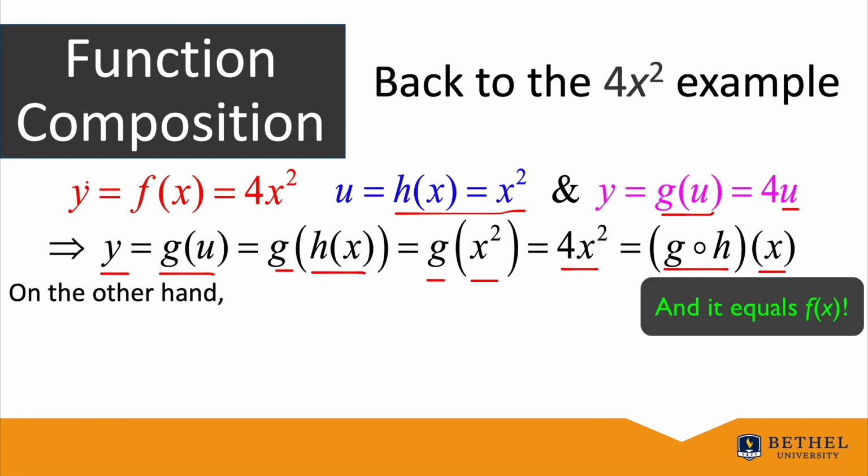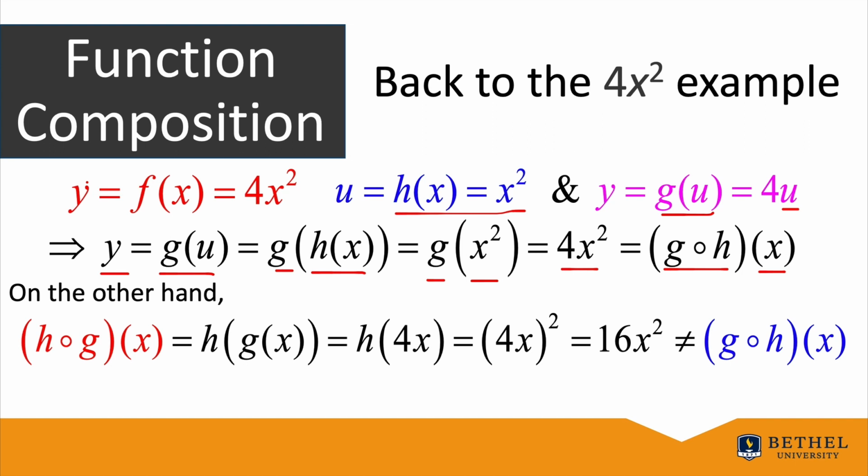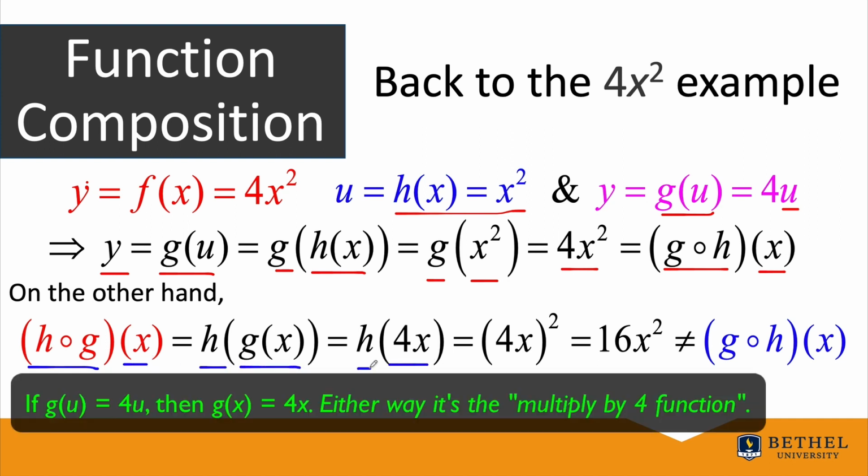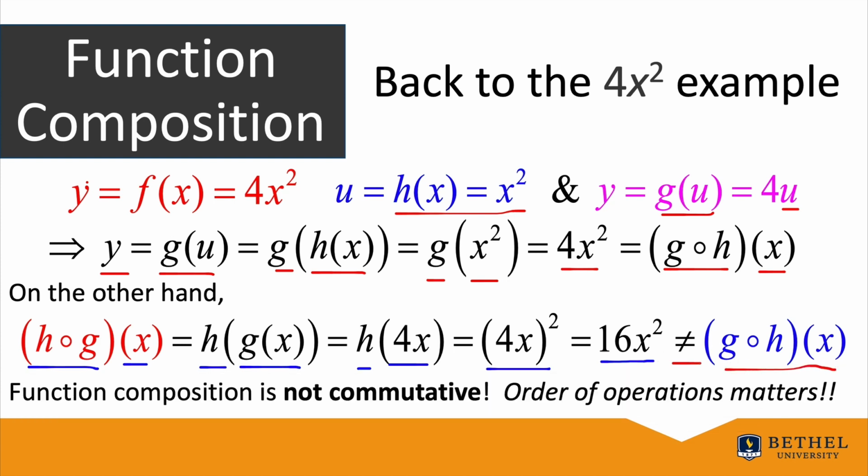On the other hand, we could ask what happens if we change the order that these functions are composed. What happens if we compute h compose g? Ignoring any inconsistencies with variable names, which don't really matter anyway, we could write h compose g of x equals h of g of x, replace g of x with 4x. Since h represents the squaring function, that gives 4x quantity squared, which simplifies to 16x squared, which does not equal g compose h of x. Therefore, we say that function composition is not commutative. G compose h does not equal h compose g. The order of the functions matters. In other words, the order of the operations matters.